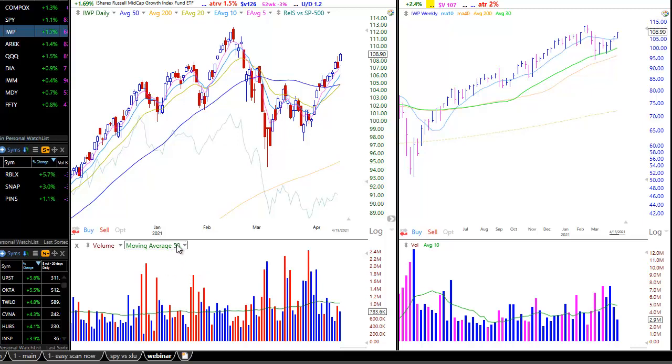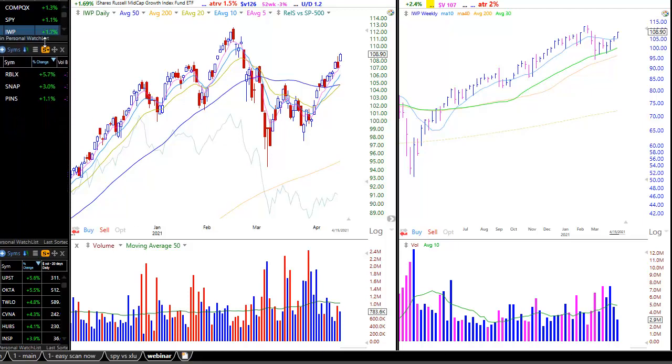We have a 50-day moving average of volume on the left and a 10-week moving average of volume on the right. We're going to run through a few broad market averages, and then we'll cover open positions in the model portfolio. And finally, we'll take a look at a few potential setups for the next few days.